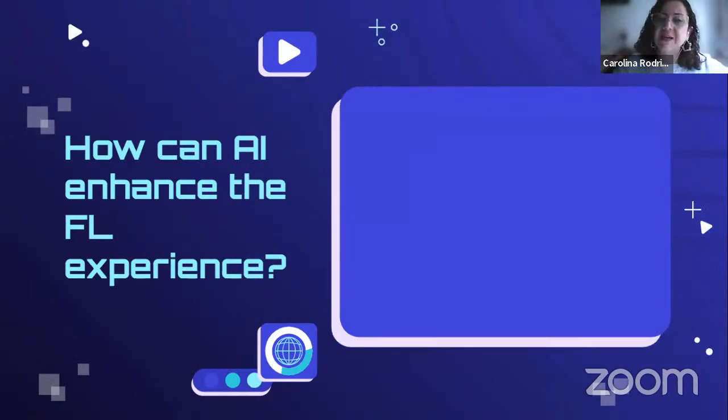So now let's think about how to start joining these two giants, artificial intelligence and flipped learning. So how can AI enhance the flipped learning experience? We can provide personalized content delivery. We can utilize artificial intelligence technologies to personalize the content for students.